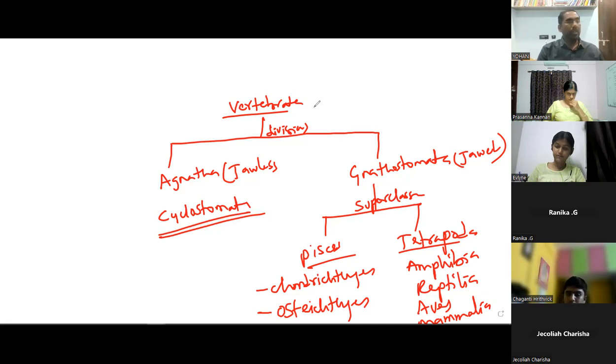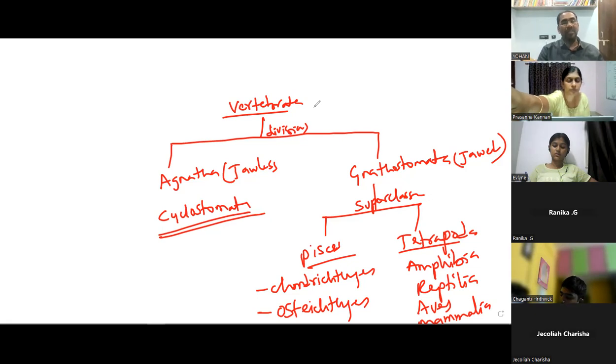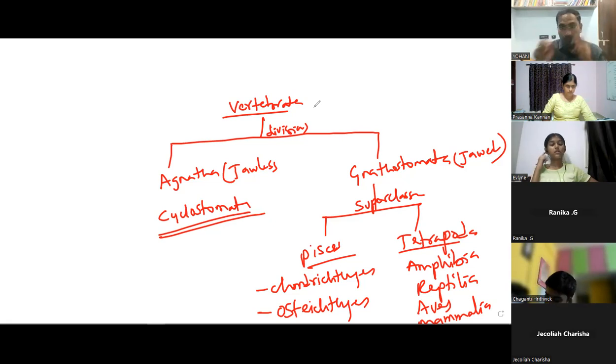Chondrichthyes, cartilaginous fishes. Osteichthyes, bony fishes. Tetrapoda. Fishes swim with the help of fins. Tetrapoda move with the help of 4 legs. Tetra means 4. Poda means legs. And very important, you have to remember one thing.